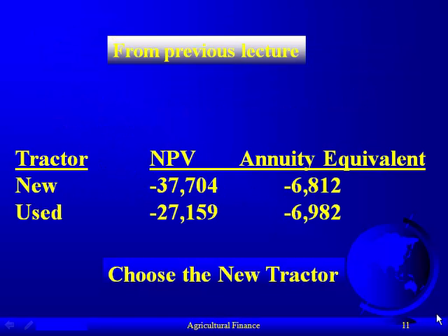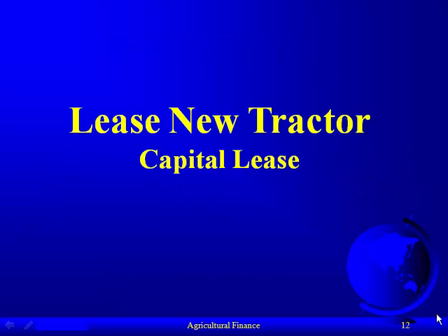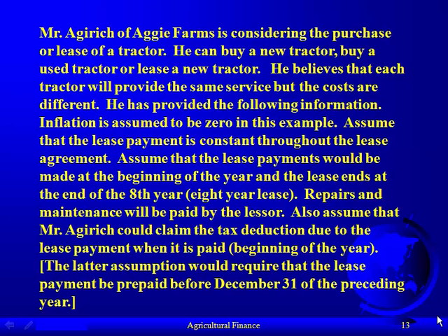Now, from the previous lecture, we decided that the annualized cost of the purchase of the new tractor was lower than the annualized cost of the used tractor. We've already calculated that. The next step then is to look at what the annualized cost will be if we lease it. Now, this information we put up on the screen, but we didn't go over some of the information on the lease. We're going to assume that this lease payment is constant throughout the lease agreement.